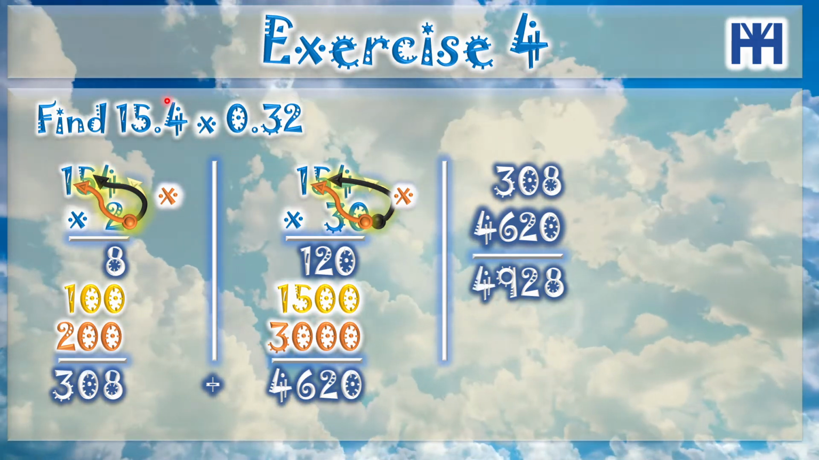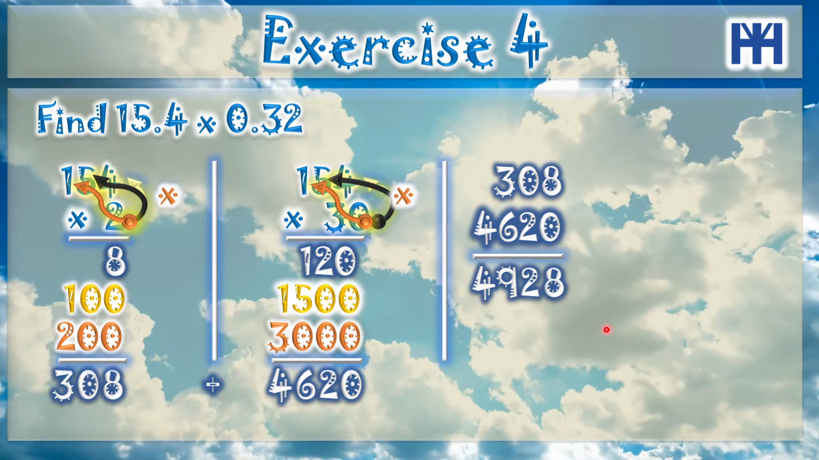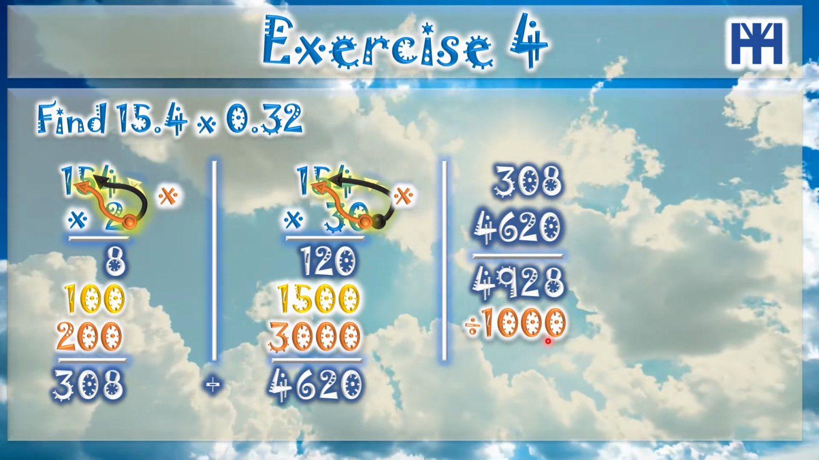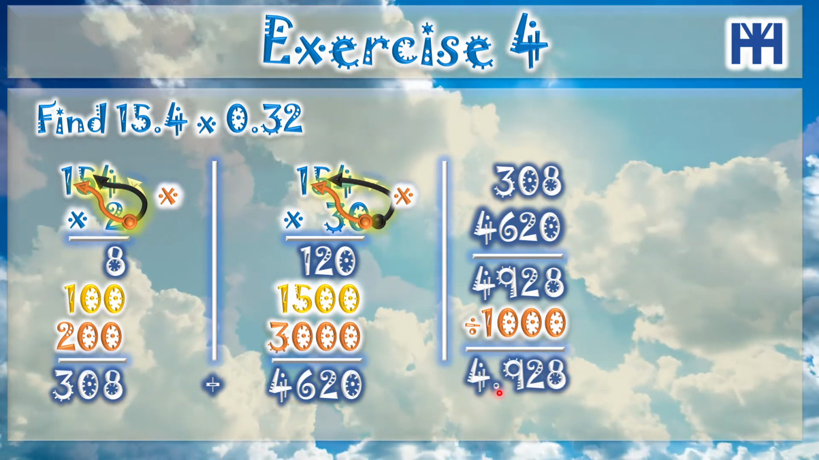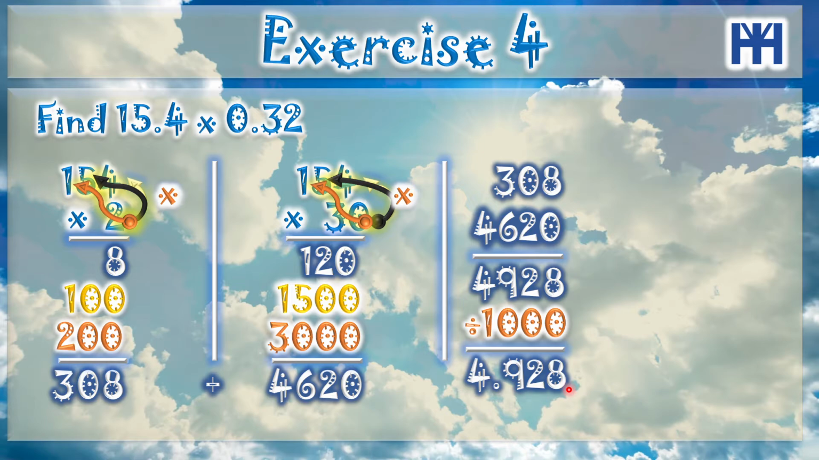Then we'll count the numbers after the decimal, 1, 2 and 3. So we'll divide by 1000. So the result will be 4.928.